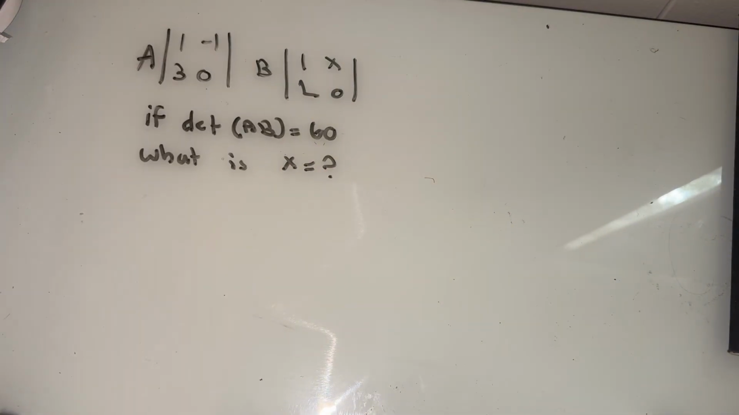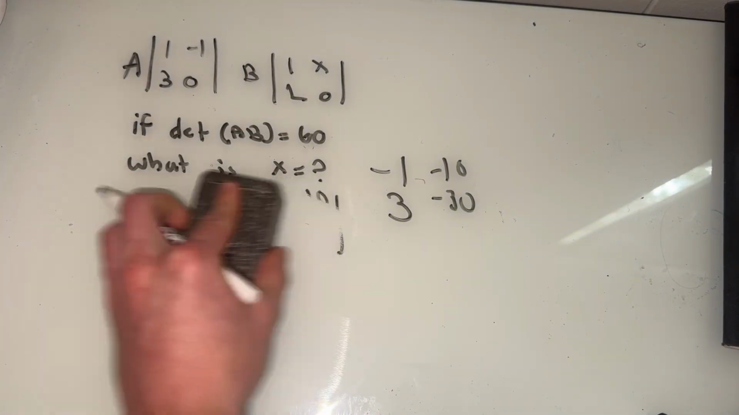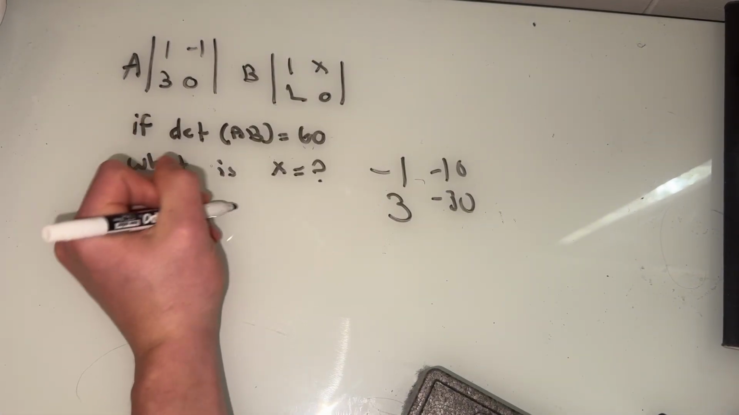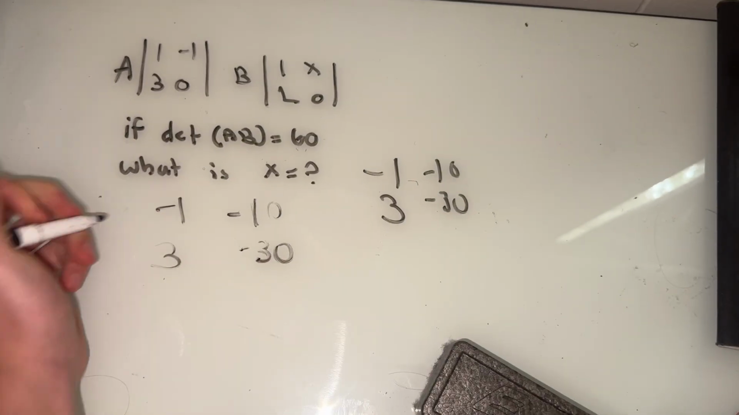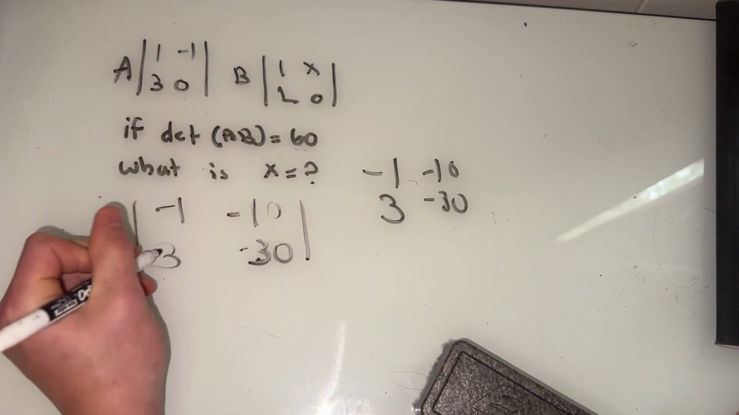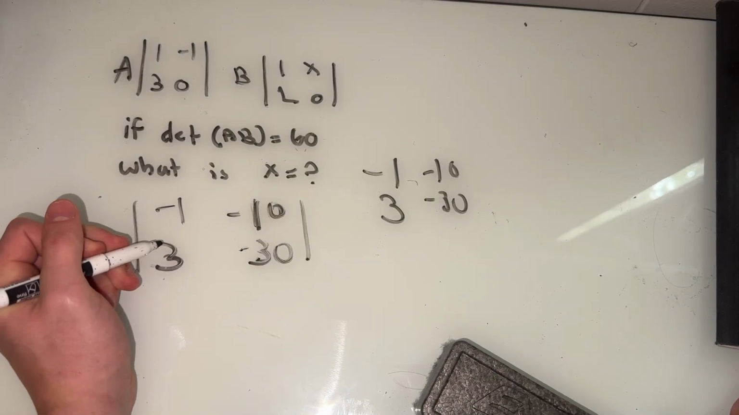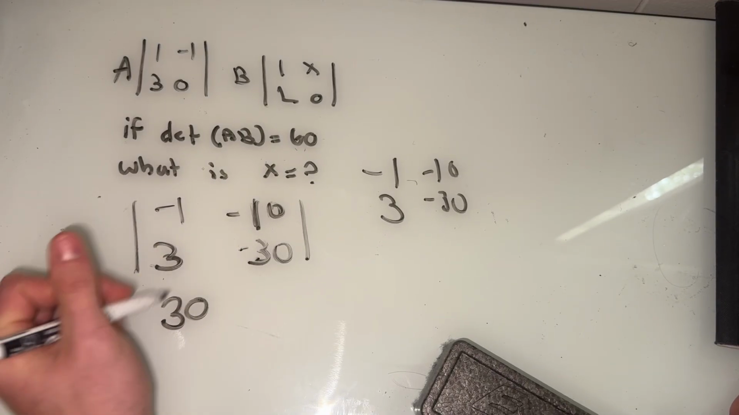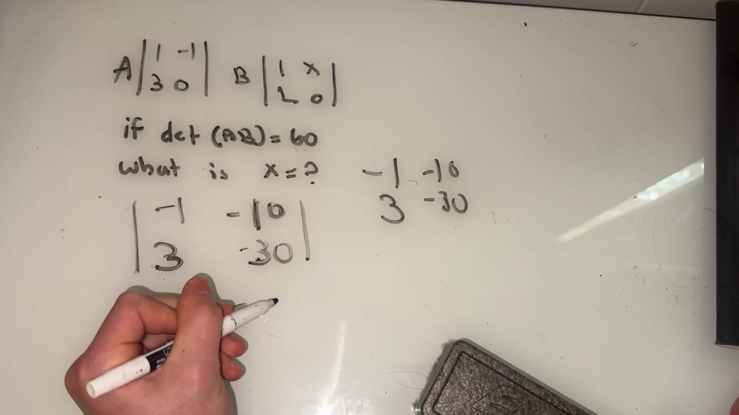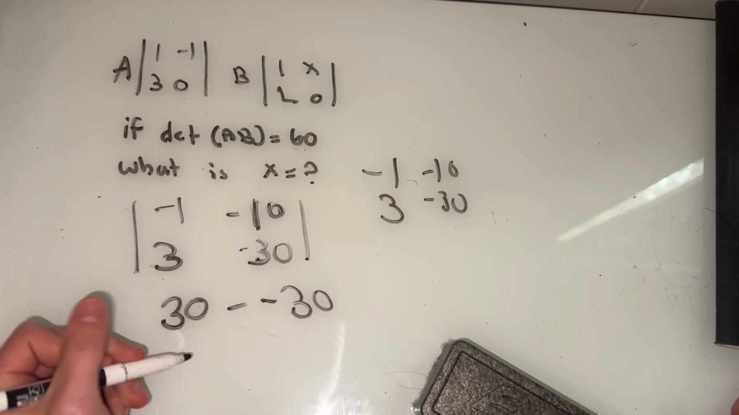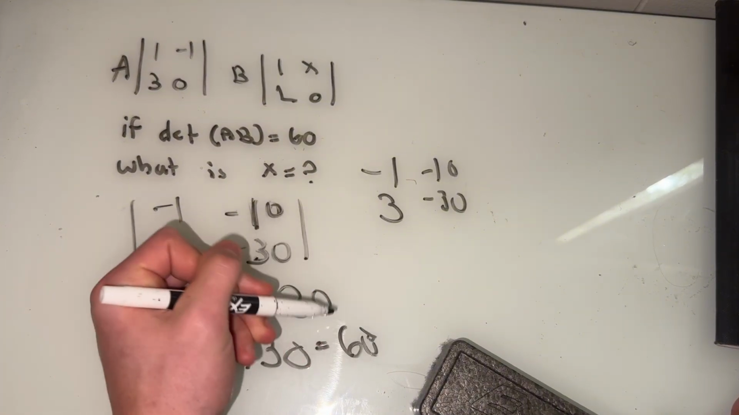Now, to test our answer, let's plug in negative 10 for x. All right, now that we have recomputed the matrix transformation, we can test to see if this matrix gives us the proper determinant. Negative 1 times negative 30 equals 30 minus negative 10 times 3, which is negative 30. Since there's two negatives, this is the same as 30 plus 30, which equals 60. So x equals negative 10.